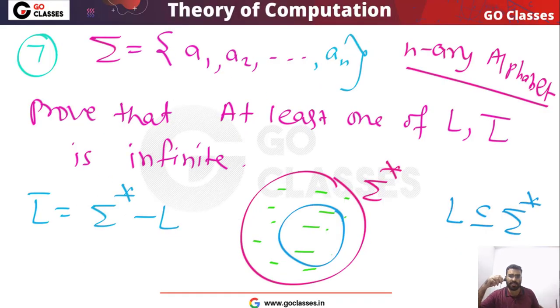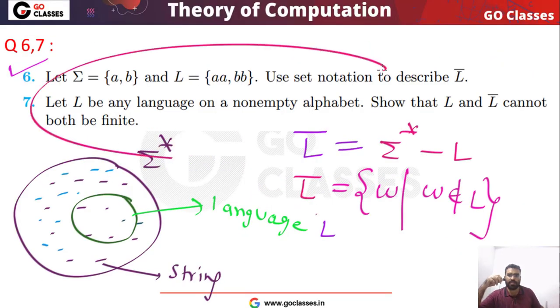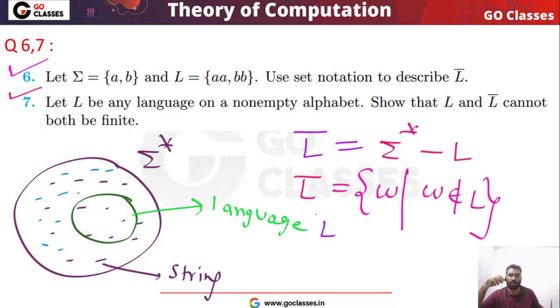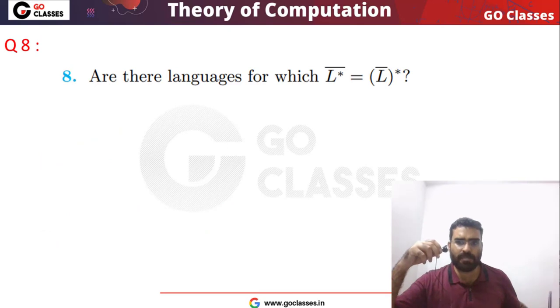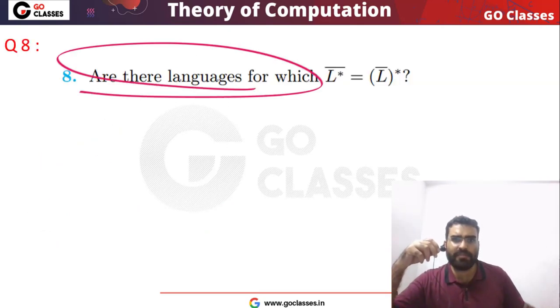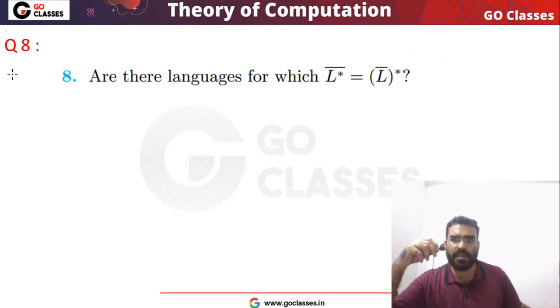This is your question number 7. Very simple question. So we have done question number 6 and question number 7 of Peter Linz chapter number 1. Now let's move on and see question number 8. What is this question number 8 saying? Is there any language for which this is possible? Let's check it out. This is a very simple question.